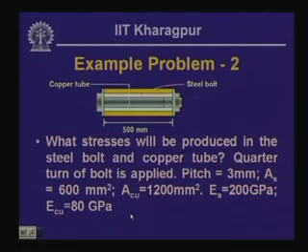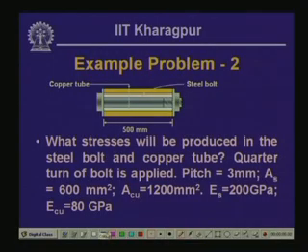Now, let us look into the second example problem, which I had mentioned last time: what will be the stresses that will be produced in this sleeve when there is a quarter turn of the bolt. There is a nut here, and this nut is given a quarter turn, and the pitch of this bolt is 3 millimeter. This is the threaded part.